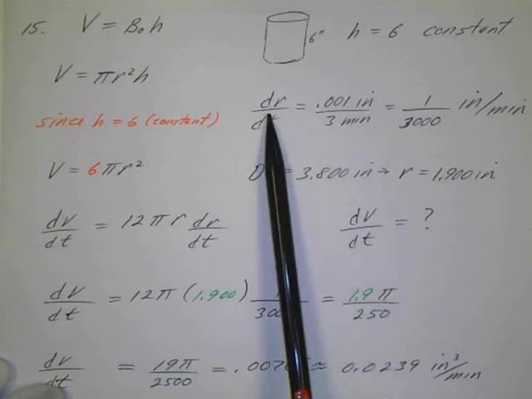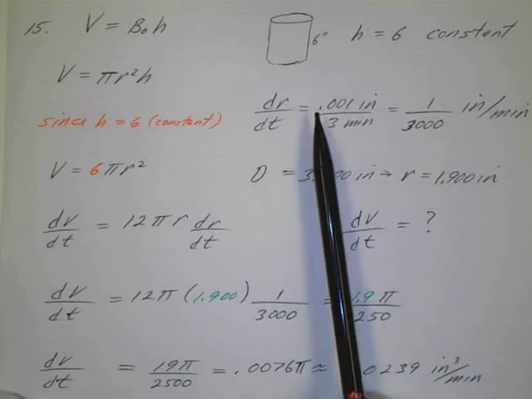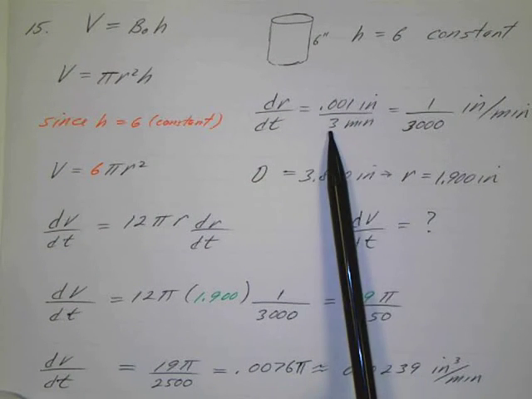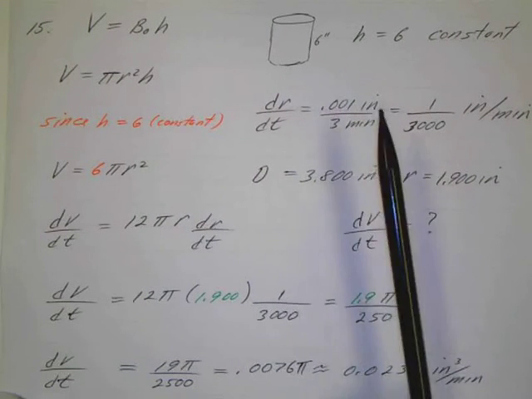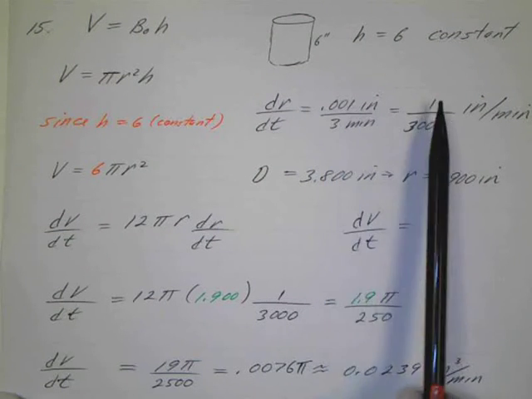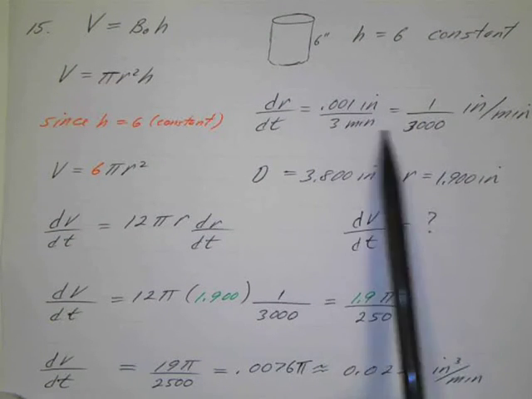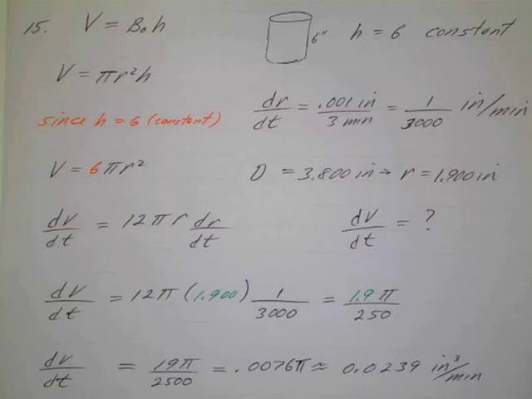So this is my given information. This is my dr/dt. And the radius, they say, is increasing 1/1000th of an inch every 3 minutes. Well, we would like to have it in inches per minute. So we can just multiply the top and the bottom here by 1,000, or move the decimal point 3 places to the right, and I get 1, and 3 places to the right, I get 3,000. So that's 1/3000th of an inch every minute.